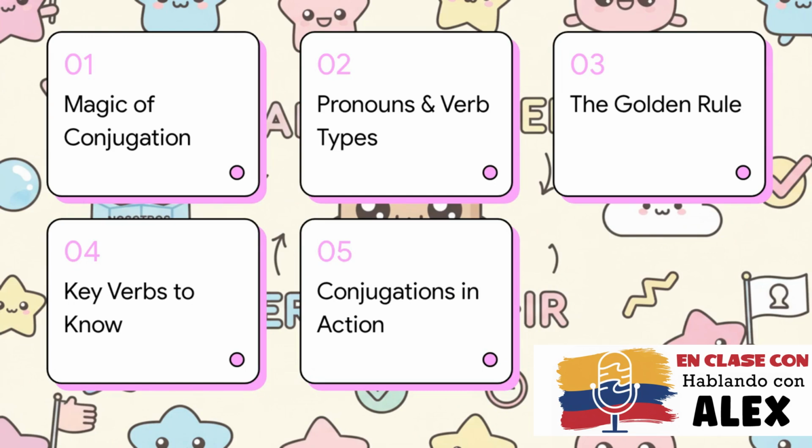Okay, let's dive right into this roadmap. We're going to cover 1. The magic of conjugation. 2. Pronouns and verb types. 3. The golden rule. 4. Key verbs to know. And finally, 5. Conjugations in action.